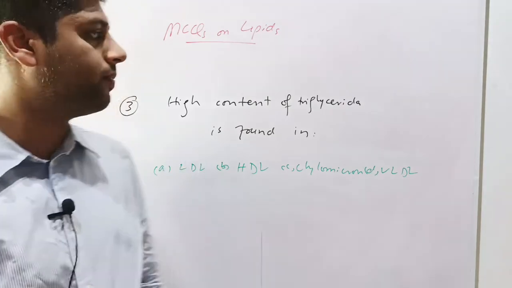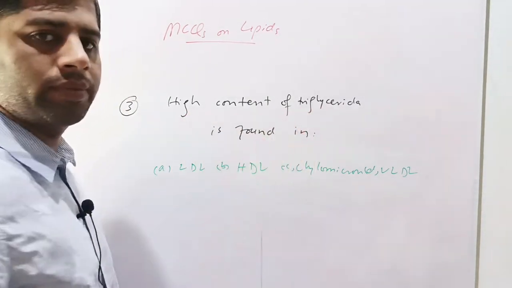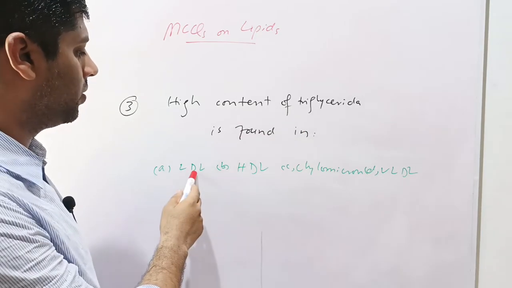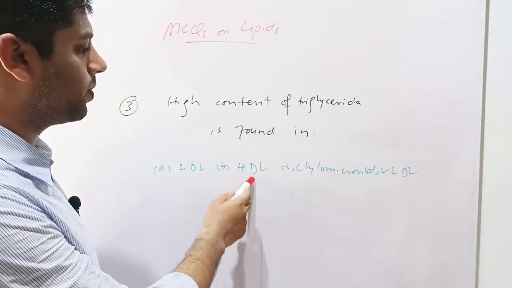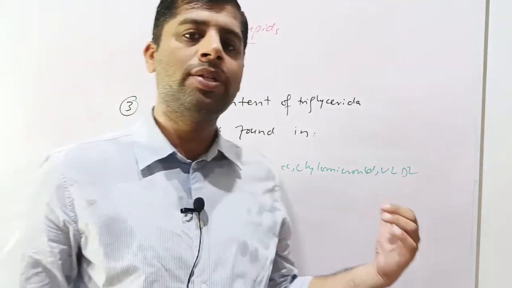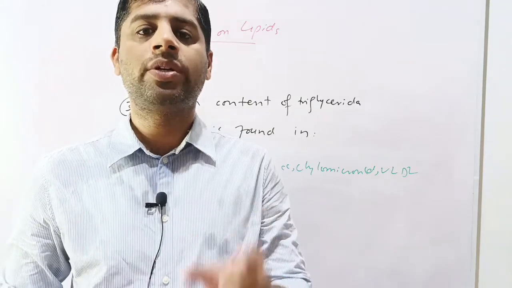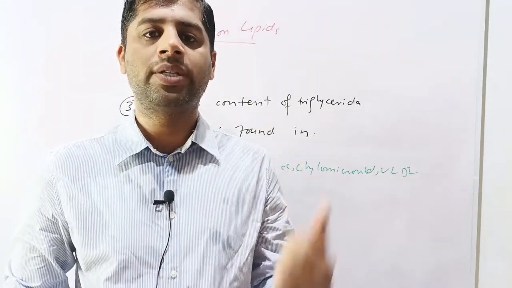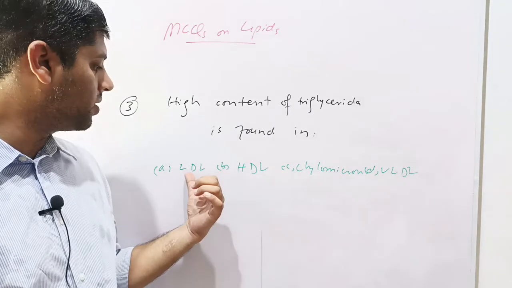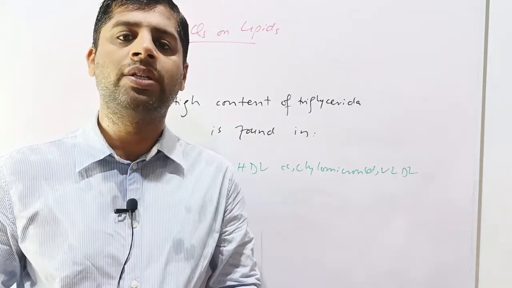Next question is, high content of triglycerides is found in. Given options are low density lipoproteins, high density lipoproteins, chylomicrons, or very low density lipoproteins. To solve these MCQs, you should know about the triglycerides. Triglycerides are basically the saturated fatty acids. These are also referred to as animal fats. Low density lipoproteins and high density lipoproteins both are made up of fatty acids and cholesterol in the liver.